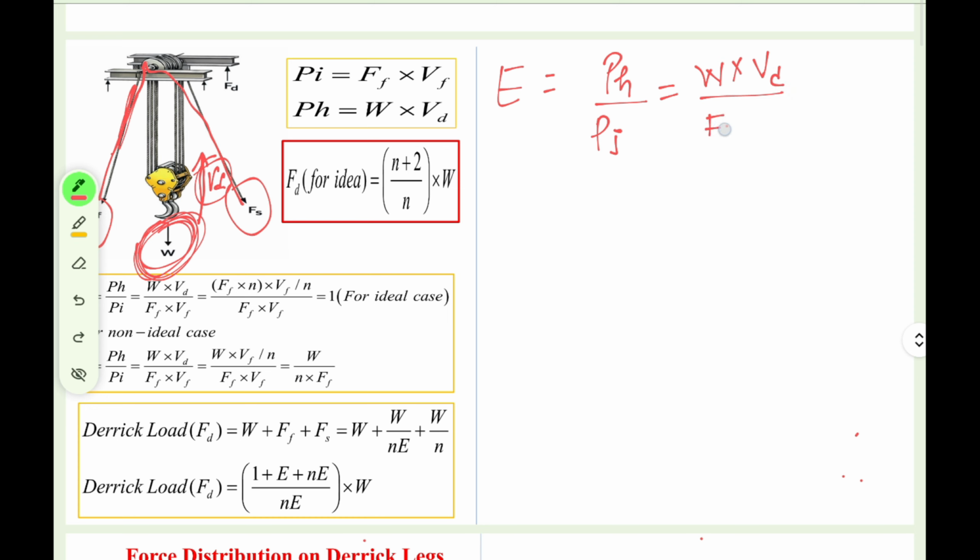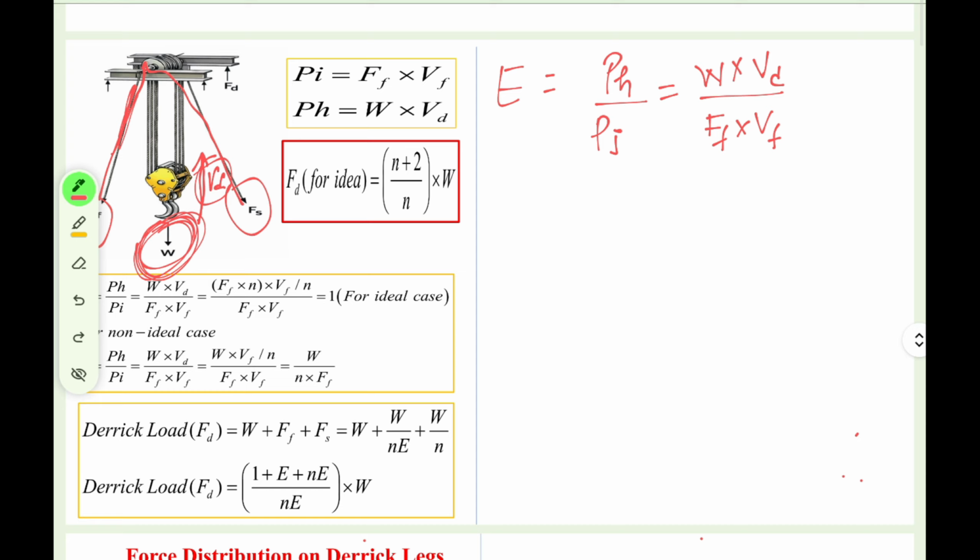P input, Ff, the fast line load, and Vf, the fast line velocity. And this expression we are deriving only for the ideal condition. What does ideal condition mean? We are assuming that in this case there is no friction between the pulley, right? We are assuming this thing.